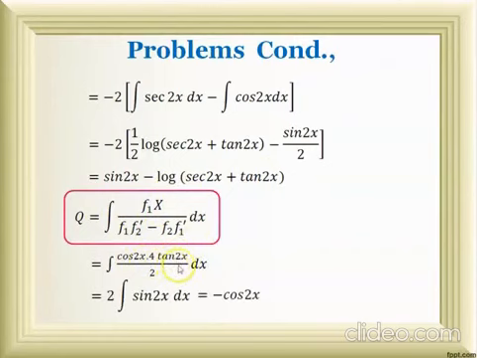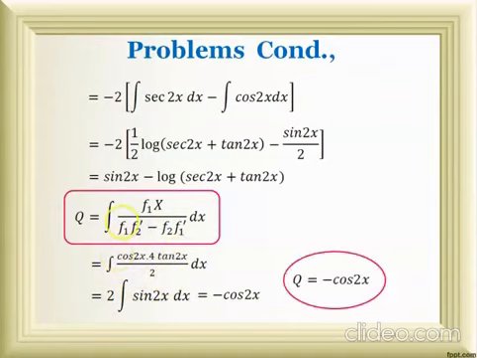I will get sin by cos. Cos gets cancelled. Remaining I have only sin 2x. 4 by 2 becomes 2. Sin 2x differentiation value is minus cos 2x by 2. Outside I have 1, 2. Both get cancelled. So therefore, I will get the final answer: Q is equal to minus cos 2x.